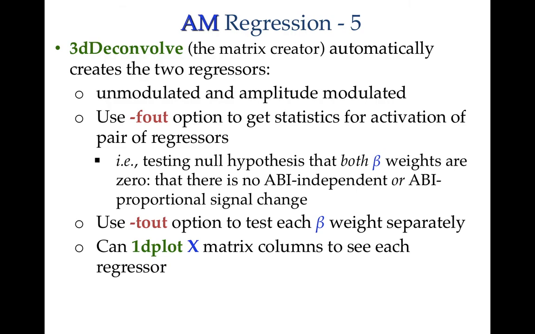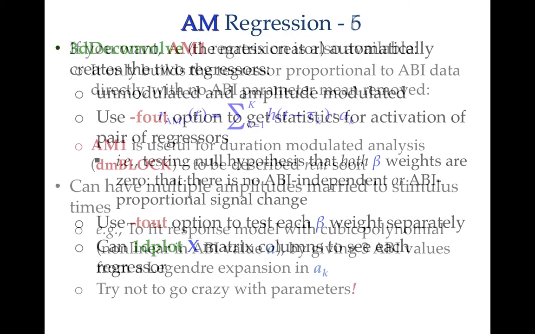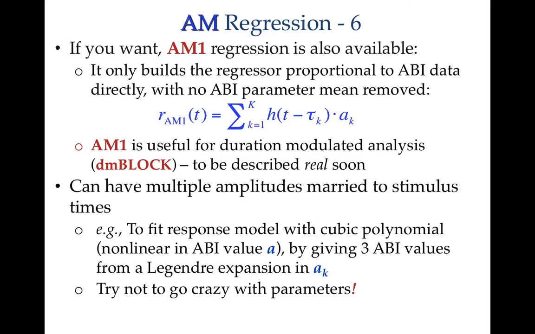So the matrix creation program automatically creates both of these regressors, and then you can use the statistics to test them together or test them separately. If you want, the AM1 regression is also available, only building the regressor proportional to the ABI parameter itself. This was added mostly for checking things, but it turned out to be useful when the duration modulated analysis was added a year or two later, which will be described real soon.